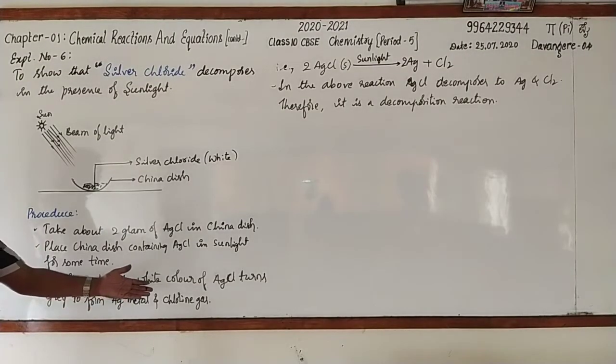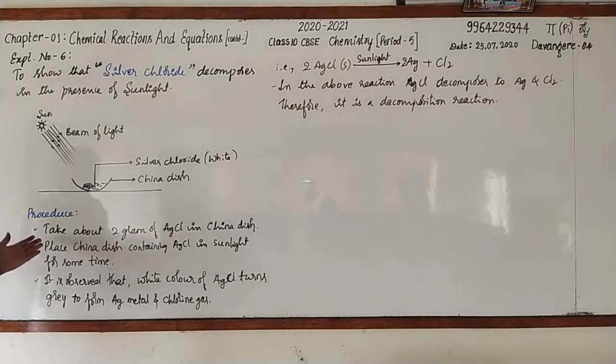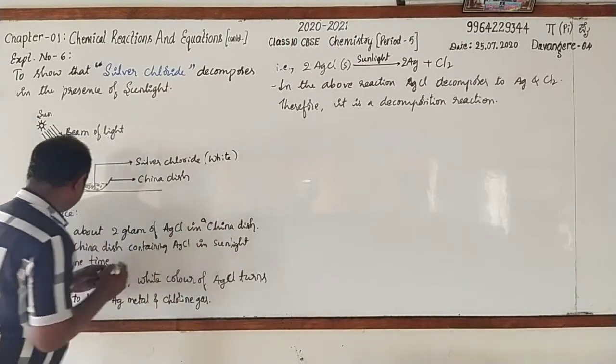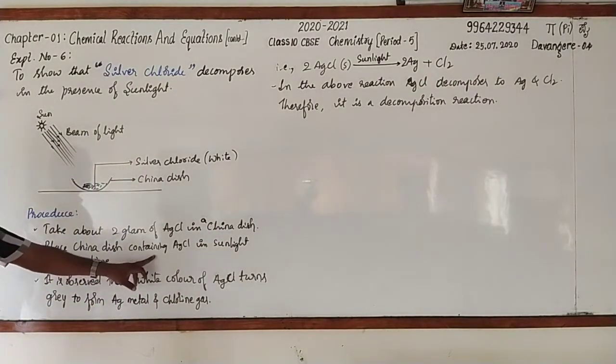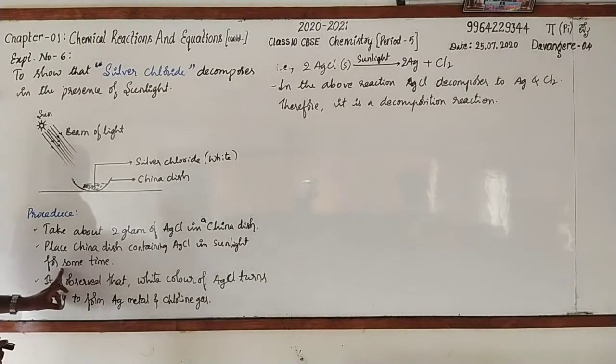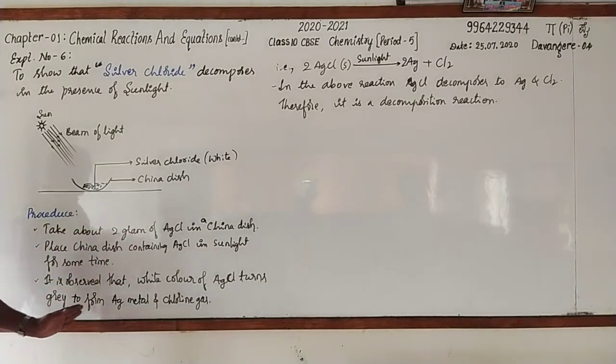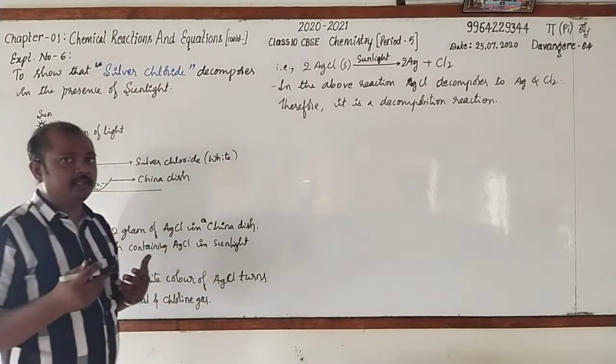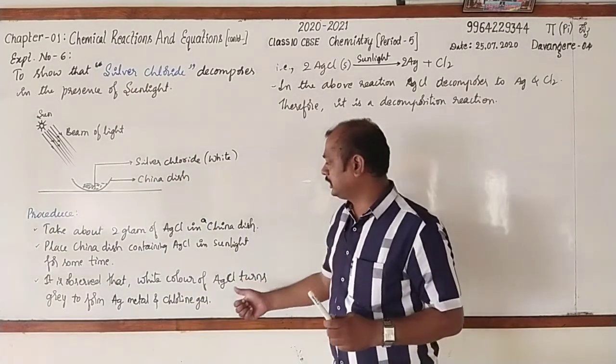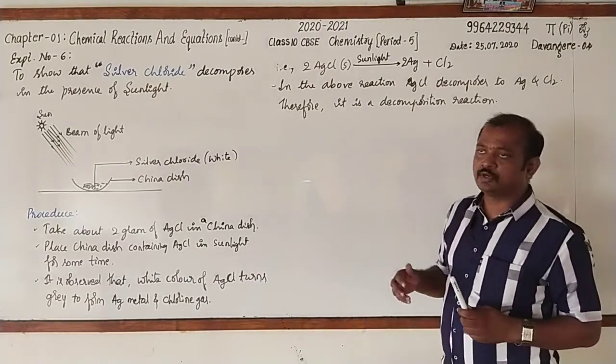Now I have written the procedure. Please go through that. Take about 2 gram of AgCl in a china dish. Then place the china dish containing AgCl in sunlight for some time. Then you can notice that white color of AgCl turns grey. That indicates silver metal is formed. And also you can experience the smell of chlorine. It indicates chlorine gas is also released.